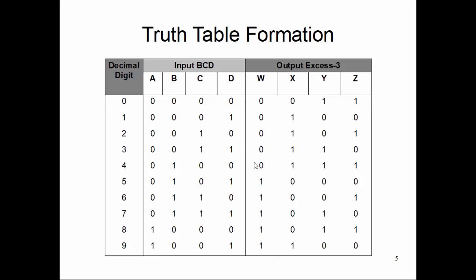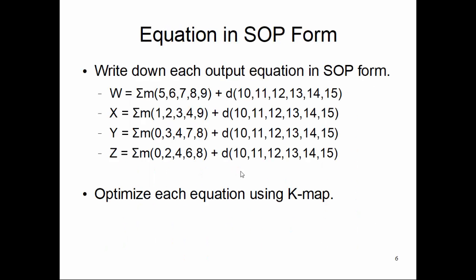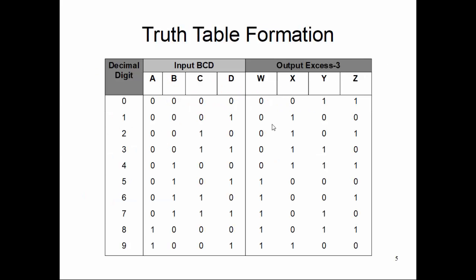So we write it down in the SOP form. For W, as we know how we write, we pick up those minterms which have a corresponding one. So we pick up M5, M6, M7, M8, M9, that is sigma of M5, 6, 7, 8, 9 for W. And if you notice, there are don't care terms as well.